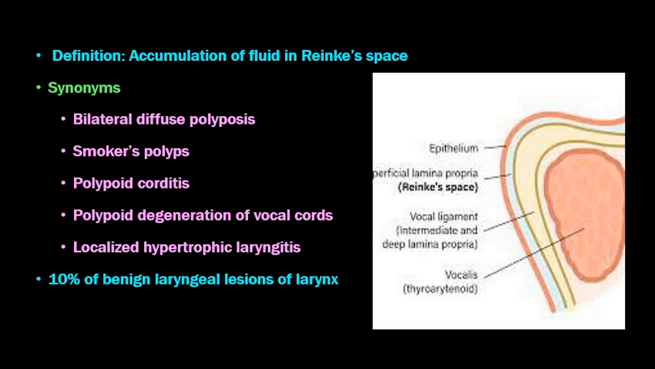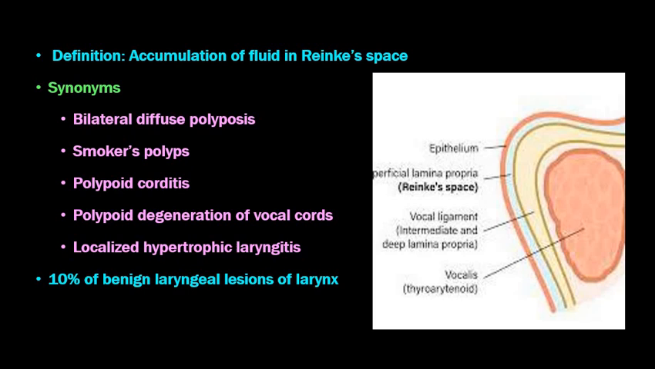This is defined as accumulation of fluid in Reinke's space, which lies below the epithelium of the true vocal cords. You can see here this is the squamous epithelium, and this is the respiratory epithelium starting in the superficial lamina propria. So this space is called Reinke's space. Although called a space, this is not a true space, and there are other structures lying within it.